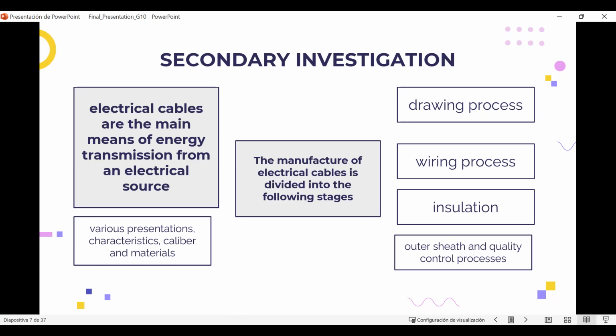The next process of cable manufacturing is insulation, where the conductor is coated with an insulator to prevent current leakage. And then we have the phase wiring process, which consists of grouping different insulated conductors to form a multipolar cable. Finally, there are the sheathing and quality control process, where an outer polymeric coating is added as protection.